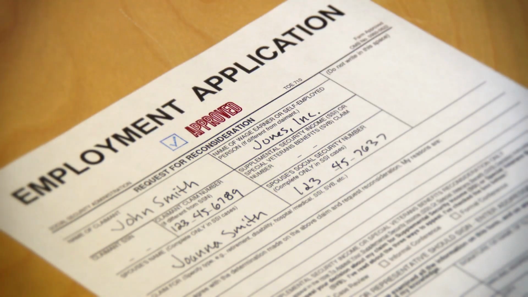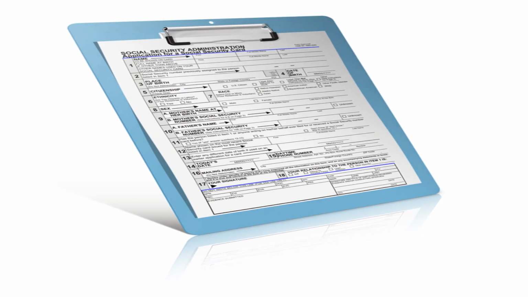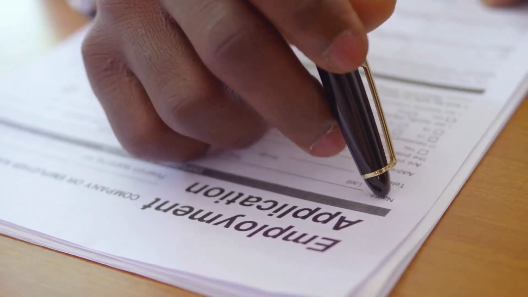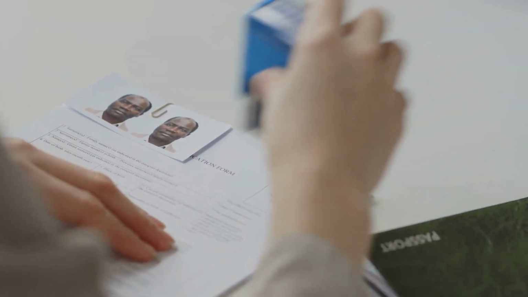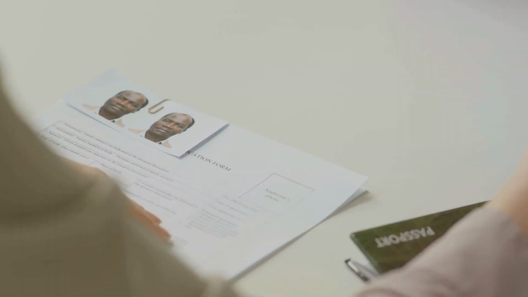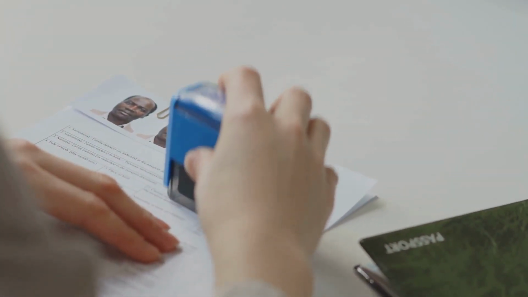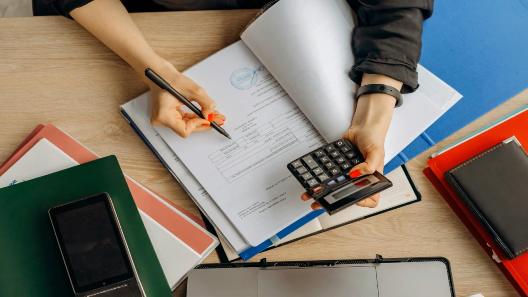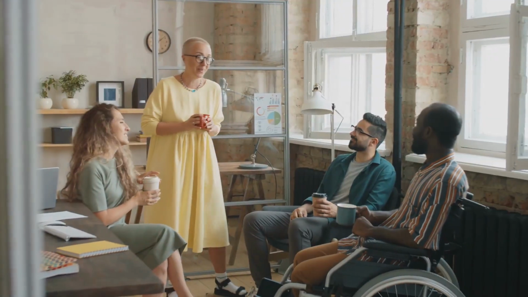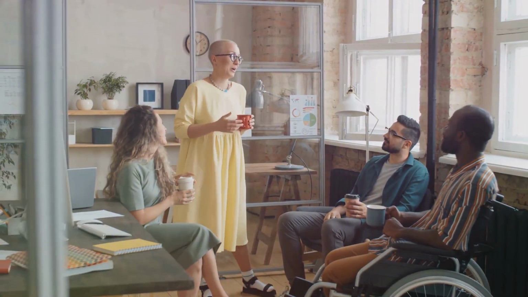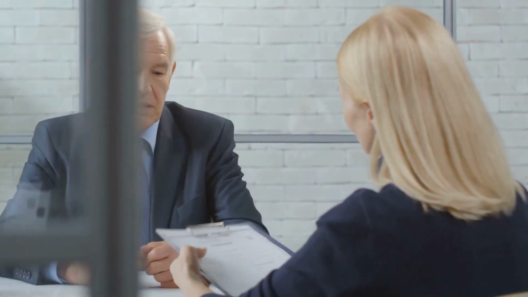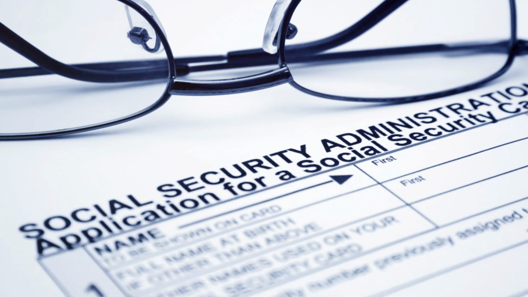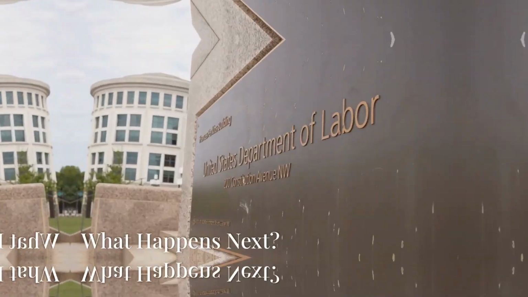Completing the application forms. Accuracy is key. The SSDI application forms are extensive and require detailed information. It's crucial to complete the forms accurately and thoroughly. Any inconsistencies or missing information can lead to delays or even denial of your claim. Take your time and carefully review each section. If you have any questions or need assistance, don't hesitate to reach out to the SSA or a qualified disability advocate. They can provide guidance and support throughout the application process. Remember, accuracy is key to a successful application.